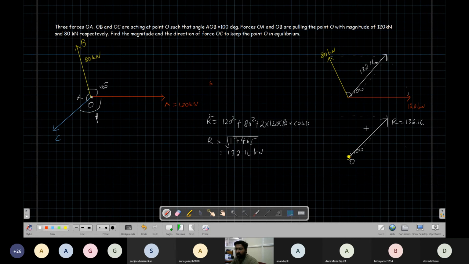Now, why is this helpful? It is one directional force. If this has to be in equilibrium, by common sense the force which puts this in equilibrium should be in this direction. So this is my C, C equal to 132.16 kilonewton. The magnitude of my force I know, I don't know the direction. If it is pushing with 132.16, I have to pull it back with a force equal to this force.